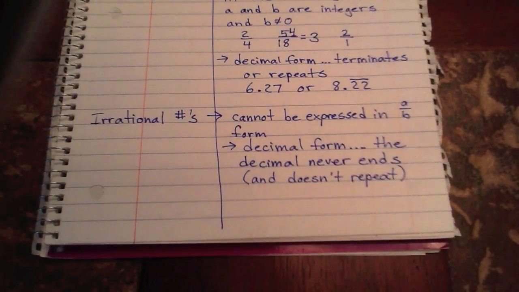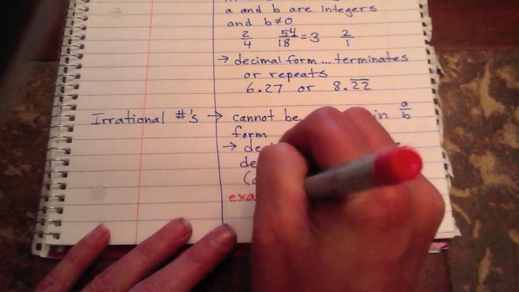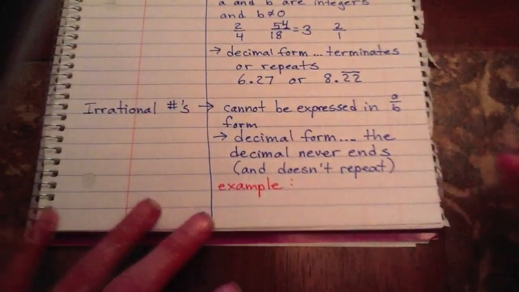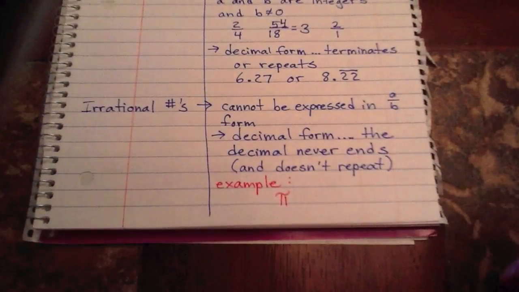So an example of that would be something like pi. Okay, you've all talked about pi, and most of us have memorized it as 3.14, but there's a lot more behind that that just keeps going, and it doesn't repeat.